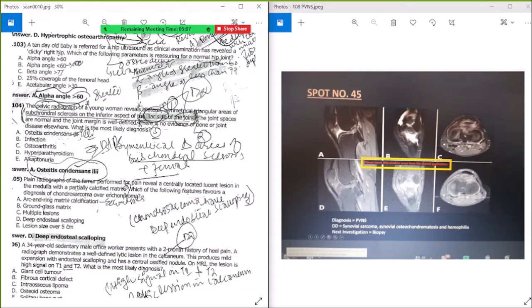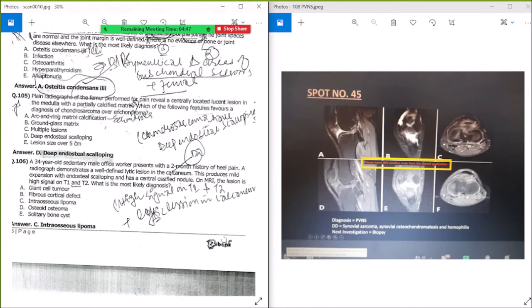Osteitis condensans ilii. A pelvic radiograph of a young woman reveals bilateral symmetrical triangular areas of subchondral sclerosis on the iliac side of the joint. The joint spaces are normal and the joint margin is well defined. No evidence of bone or joint disease elsewhere. Most likely diagnosis: osteitis condensans ilii.